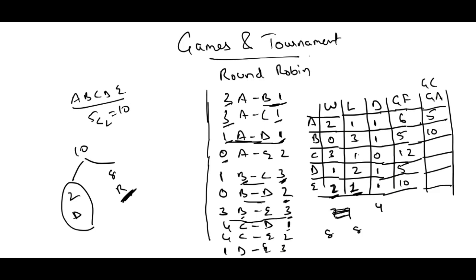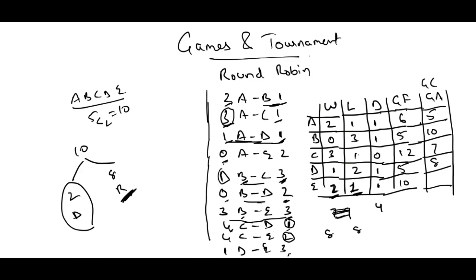Coming to C, A has scored 3 goals against C, B scores 1 against C, D scores 1 against C, and E scores 2. So this makes a total of 3 plus 1, 4, plus 1, 5, 6 and 7. So C has conceded 7 goals. Coming to D, D has conceded 1, 0, 4 and 3. So 4, 3, 1 and 0, that makes 8 goals.